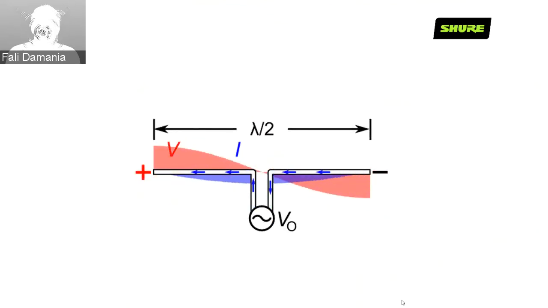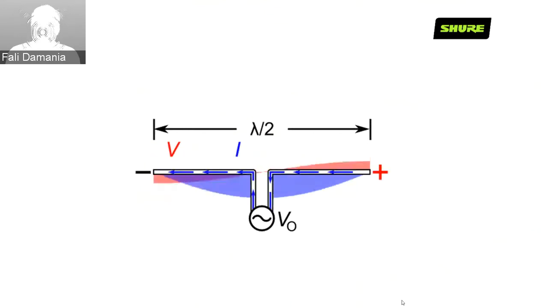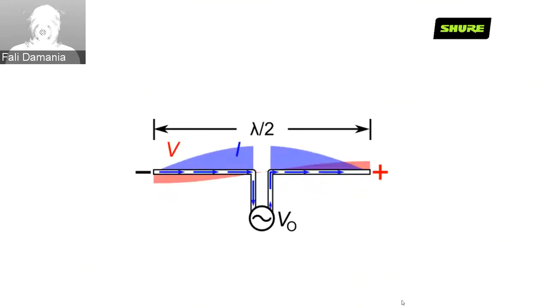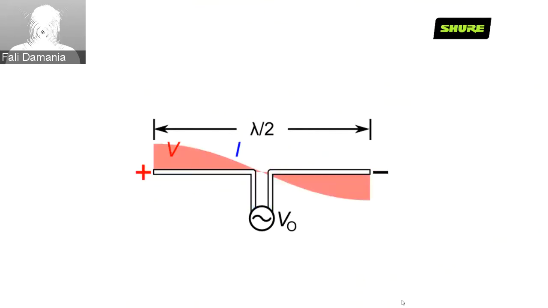Like we saw from the very first slide, the electrical and the magnetic fields were in time, but were 90 degrees out of phase. This is exactly what is depicted in this diagram.